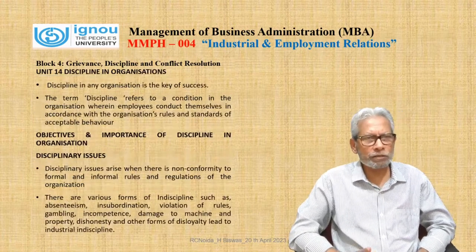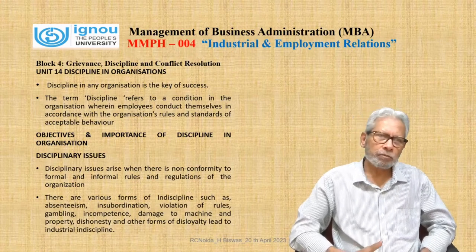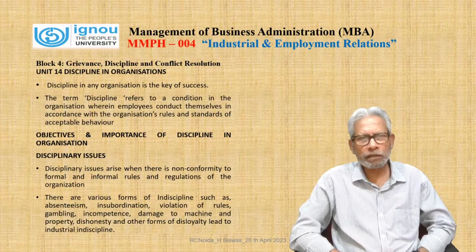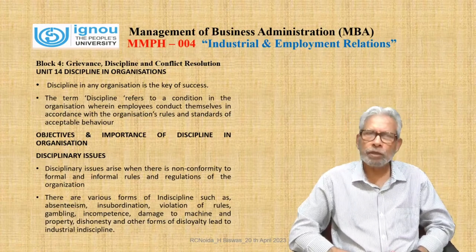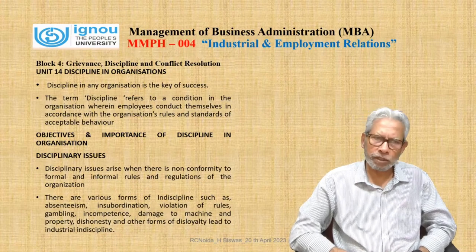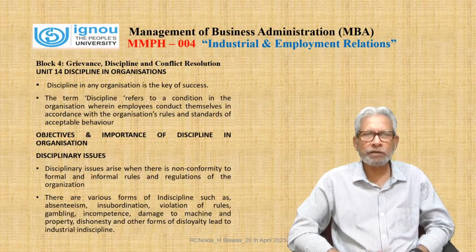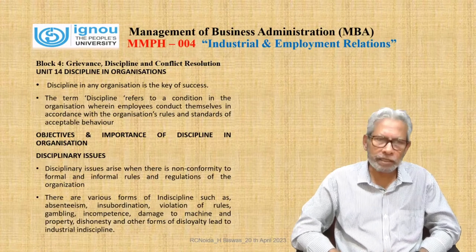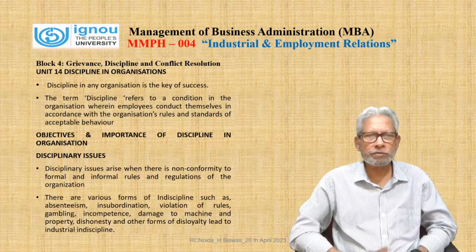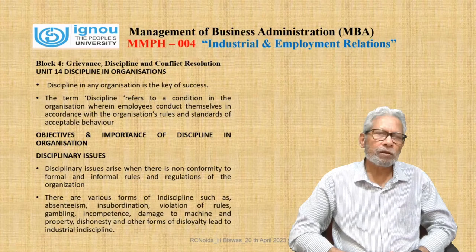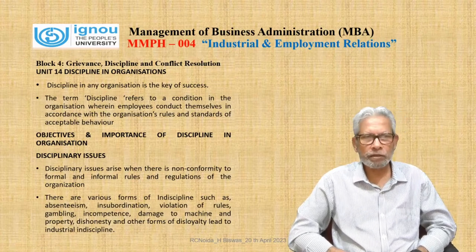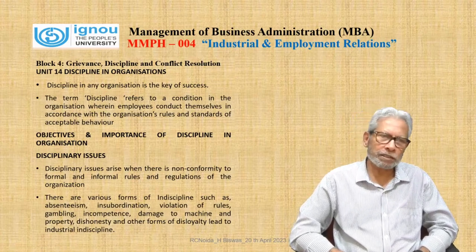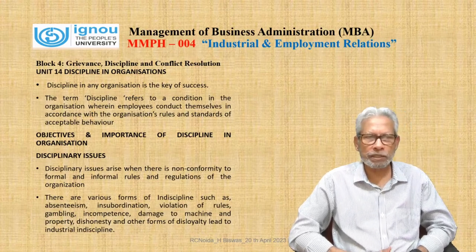Discipline is the key to an organization's success because discipline is always important. Because without discipline, you cannot get success. So this is utmost required. The term discipline refers to a condition in the organization wherein the employees conduct themselves in accordance with the organization's rules and standards of acceptable behavior. So acceptable behavior is very much required. So, objectives and the importance of discipline in the organization.